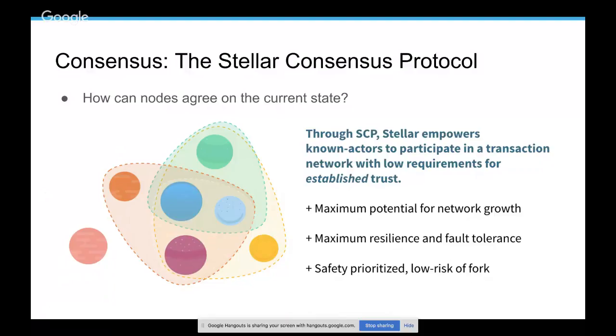And that's okay. You don't have to be in the same quorum set, but you can still achieve consensus across the ledger. So it can grow organically, but it also is very resilient to bad actors because nodes can trust, you know, who they want, if that makes sense.